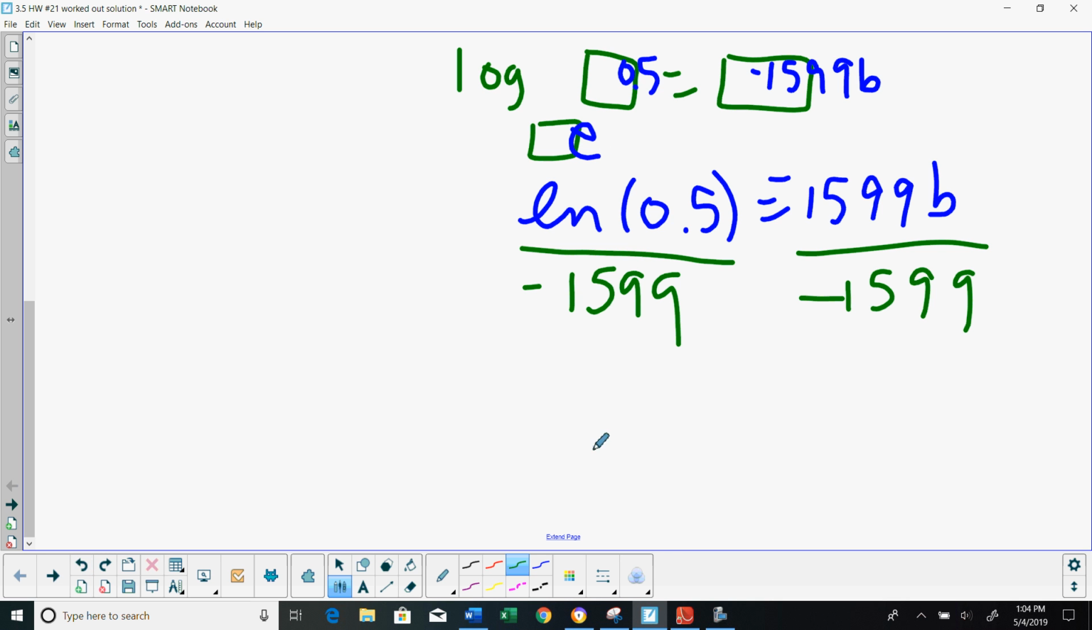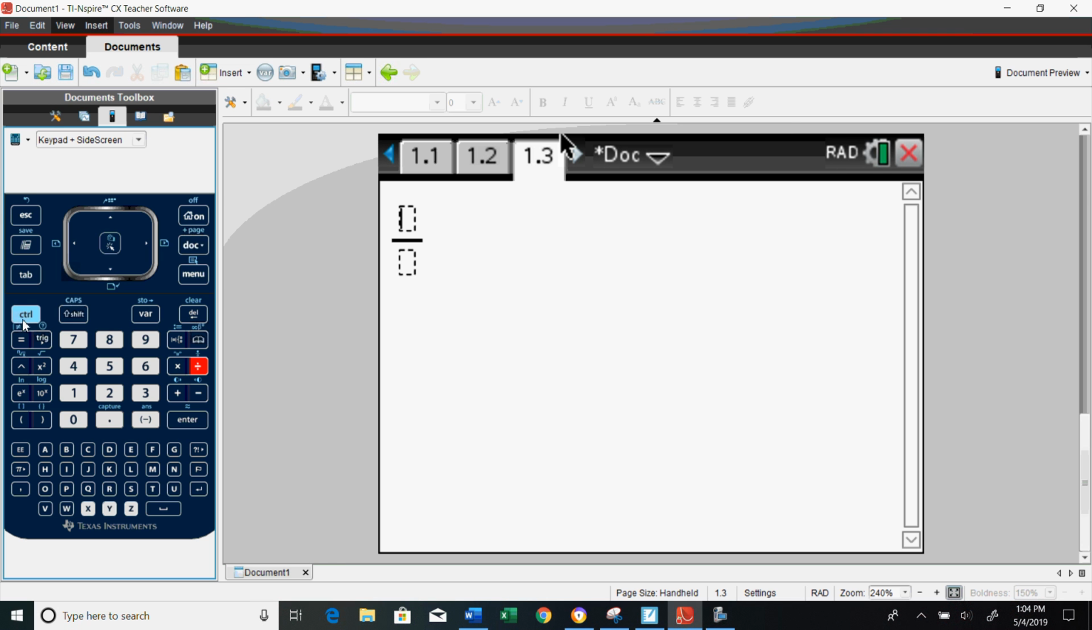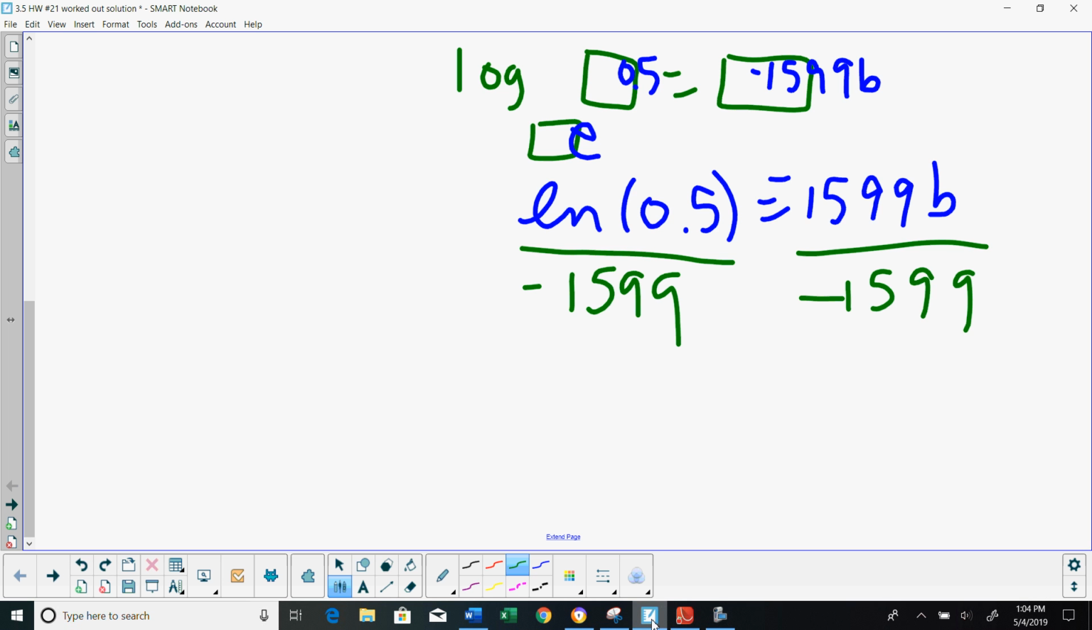So now I'm reaching for the calculator, and I'm putting in a fraction template. I want ln of 0.5, divided by negative 1,599. I'm getting 0.000433. So I'm going to write that down. That's my b value. b is 0.000433, and I would keep all of those decimal places.